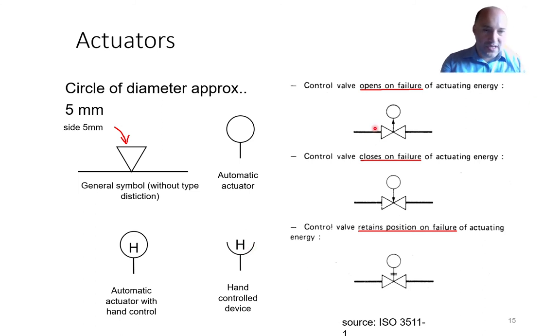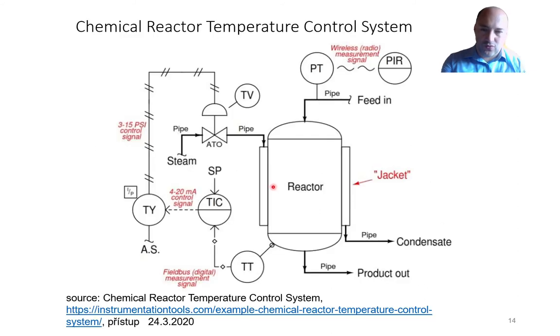And here we see a few examples. What will happen if there is a failure of the actuating energy? So for example, if I go to my signal here, here we had a pressure signal, a pneumatic control signal, and well, this symbol will not tell us. So what will happen if I lose the pressure?